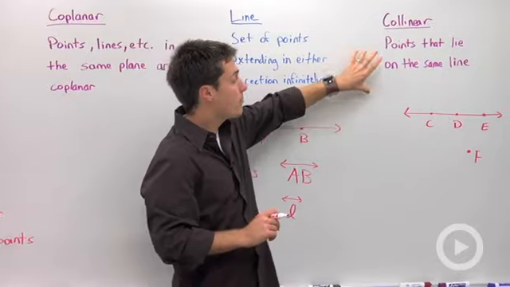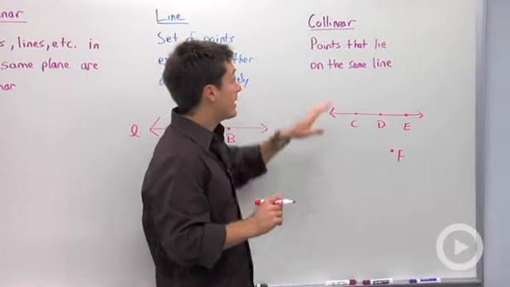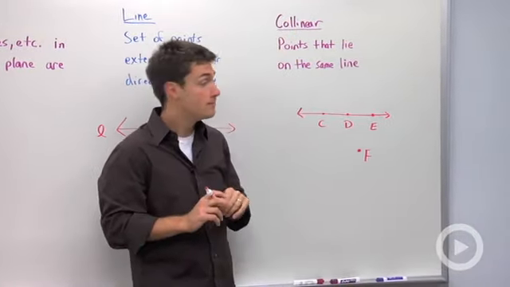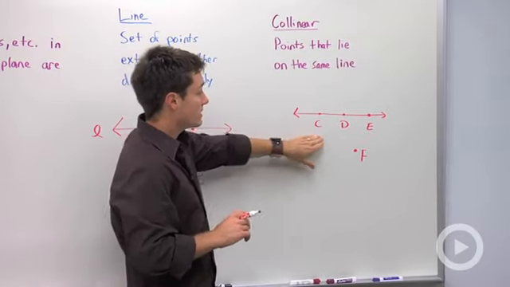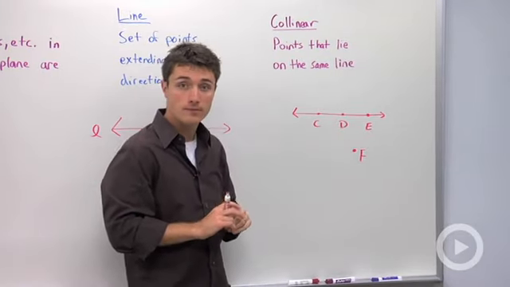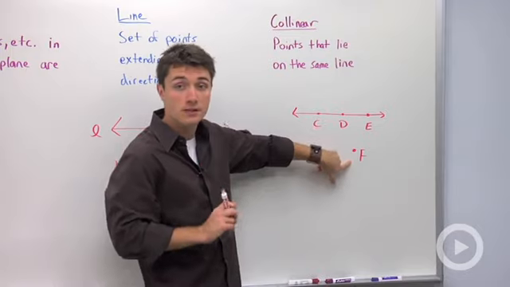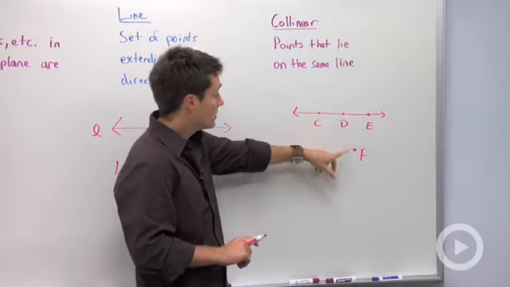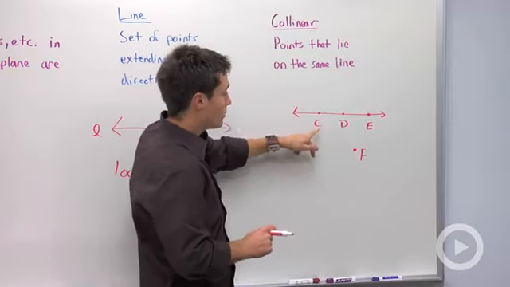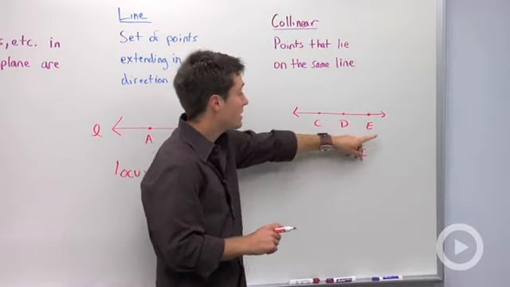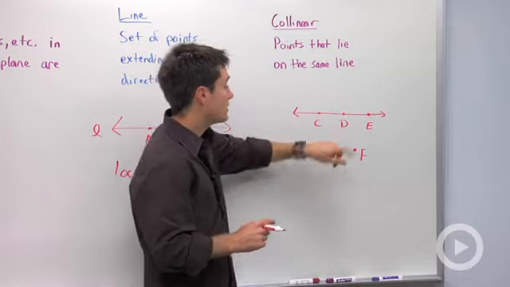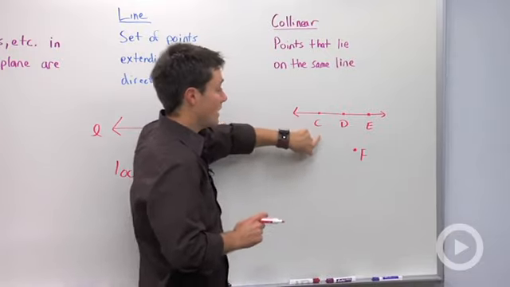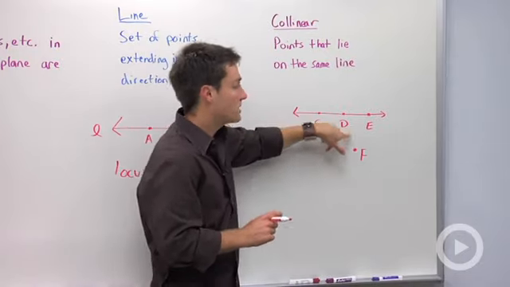You can have points be collinear. That is, they share the same line. So here we could have C, D, and E are all collinear. And if you look at point F here, I drew this in to draw a contrast. You can see that point F is not on this line, so F is not collinear with C, D, and E. But I could say that E is collinear with C and D, D is collinear with C and E, and C is collinear with D and E.